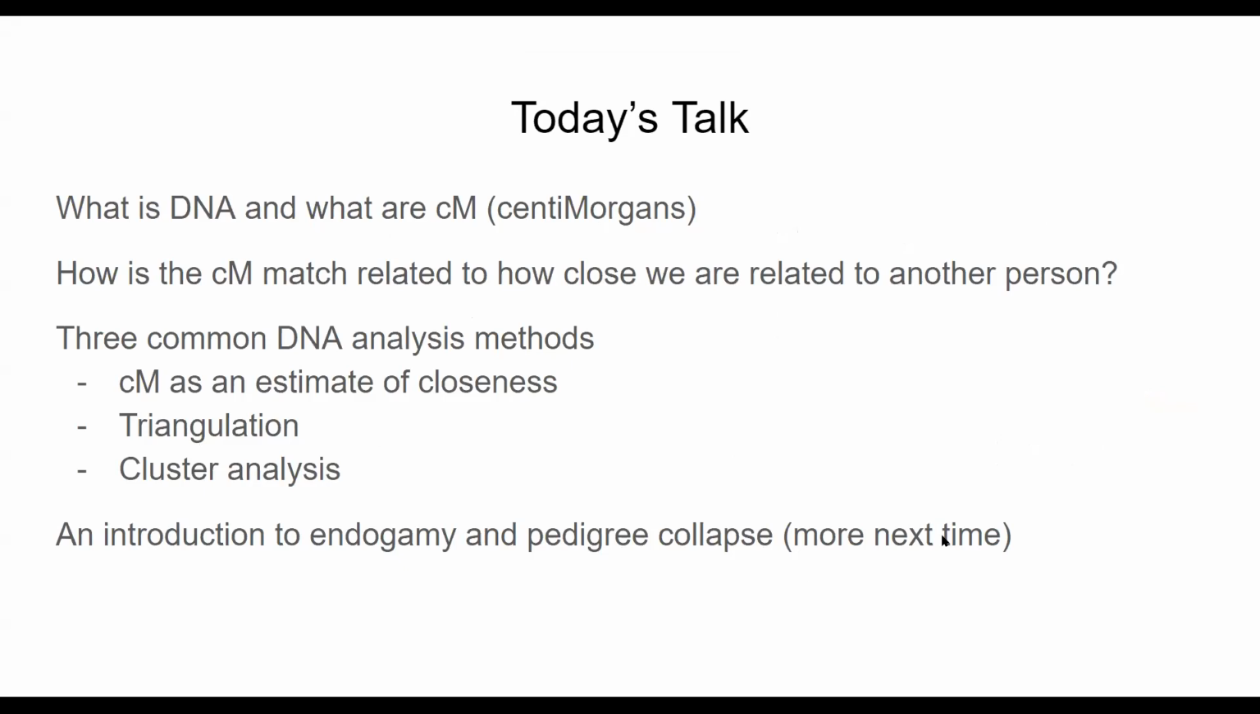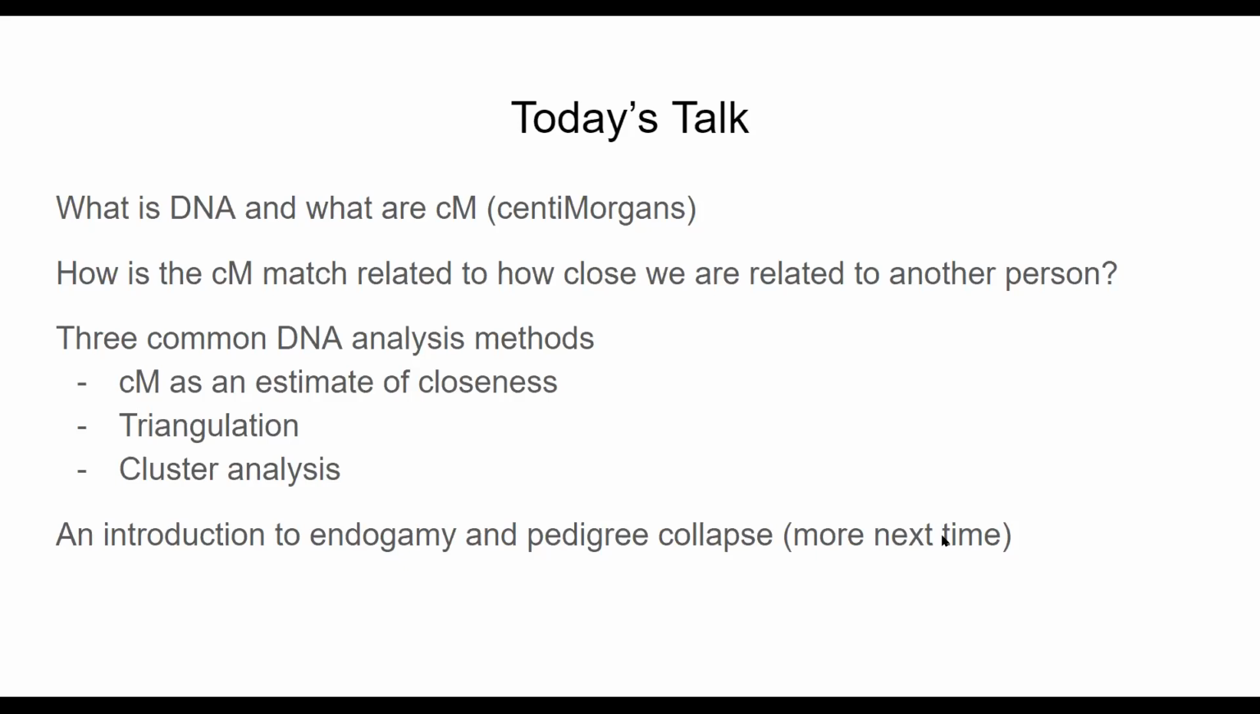And then we'll talk about 3 common DNA analysis methods. The centimorgan as an estimate of closeness and what information that gives you. A method called triangulation, which I'm a devotee of, and a new method called cluster analysis, which has existed for a long time, but has become much more popular as more data has been available.